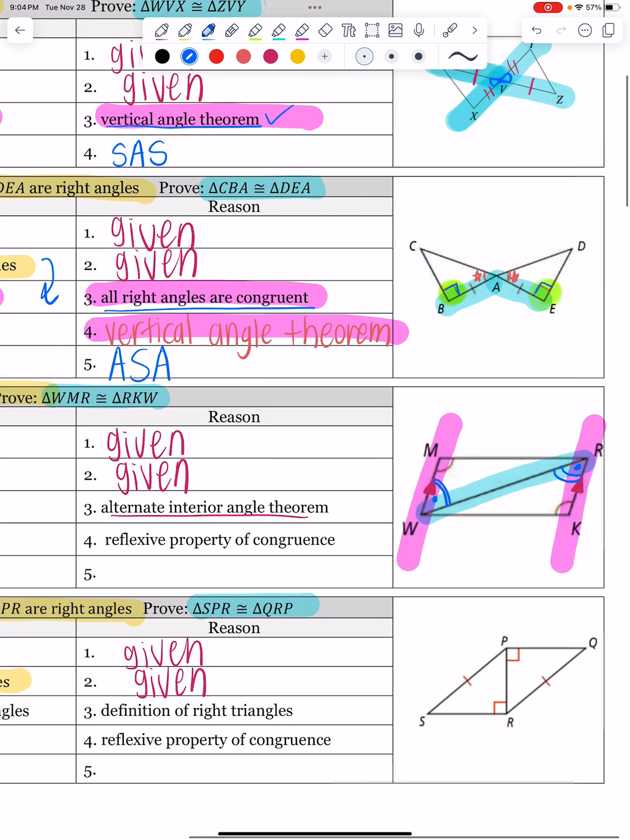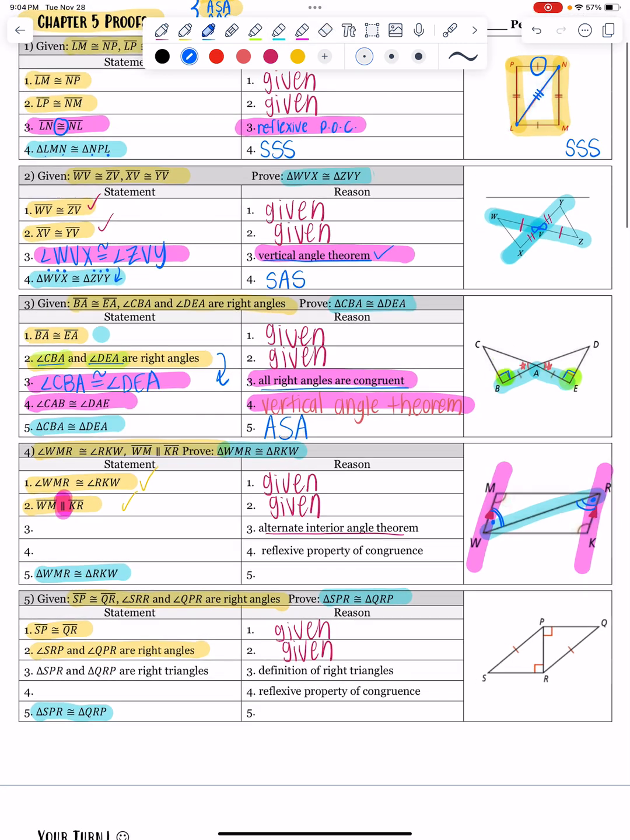So now we just need to name them. So if I name that first one, angle MWR, I need to name that second one, going across from the one with 1, then across the one with 2, so that'd be KRW. Because of the alternate interior angle theorem. Because of those lines being parallel, that's what allowed me to arrive here.